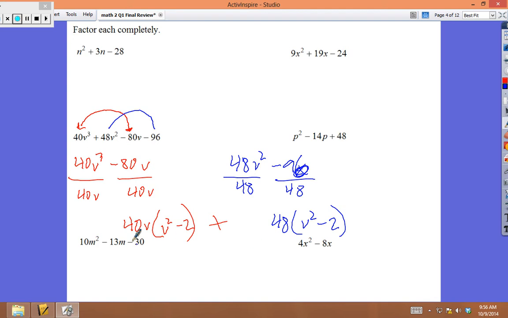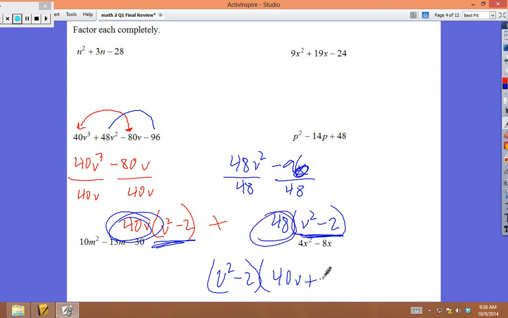Okay, now I look at them, and this v squared minus 2 is showing up in both groups. So I'm going to factor a v squared minus 2 out of both groups. And it's going to be v squared minus 2 times this guy, 40v, and this guy plus 48. So this one goes here, this one goes here. But you're not done, because this group is not simplified, it's not factored out as far as it can go.